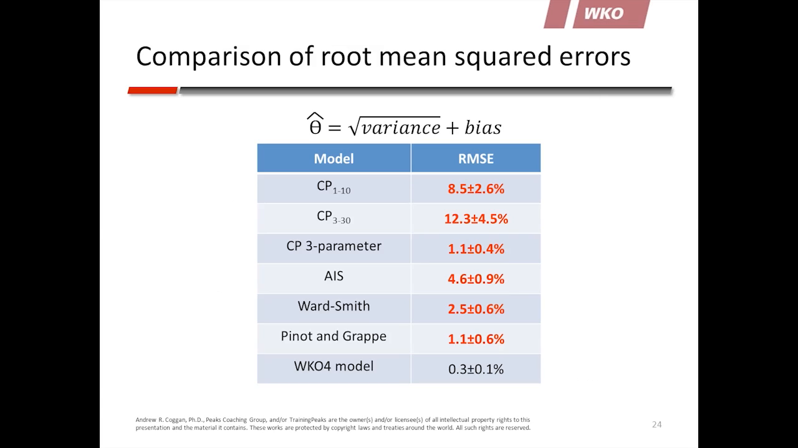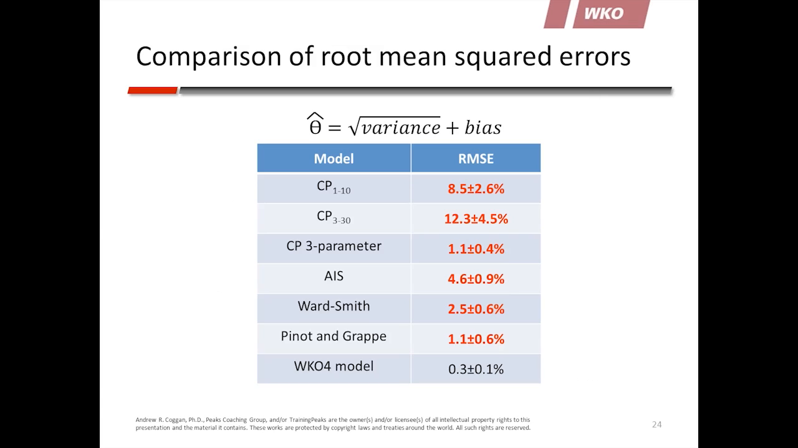If you had a perfect model, then the variance would be 0 and the bias would be 0, and your root mean squared error would be 0. So the closer to 0 you get, the better off you are. Now, because this is theta hat, a sample-based estimate of the population parameter theta, it is dependent upon the sample that you're using to do the calculation with, but I use the same sample for all of these comparisons, obviously.